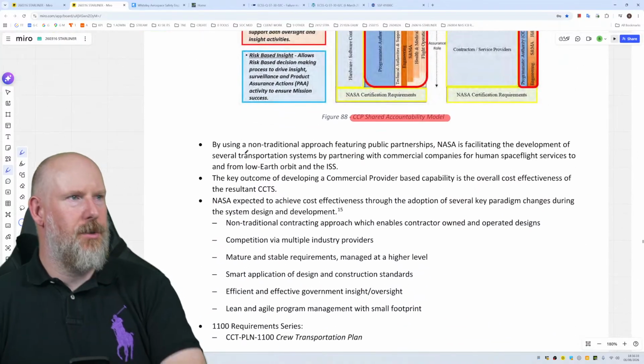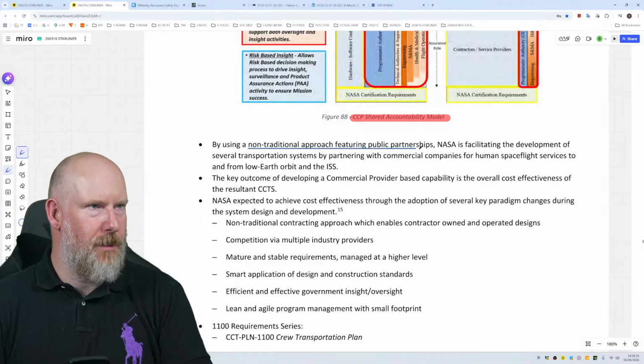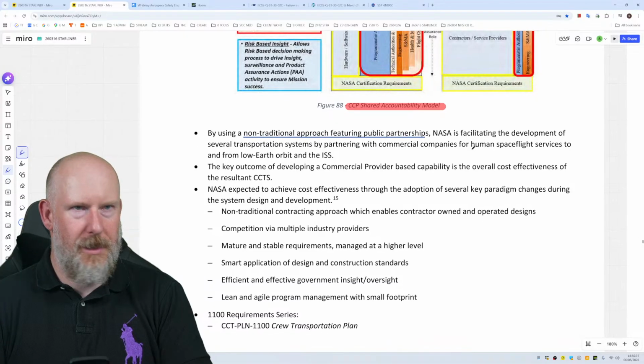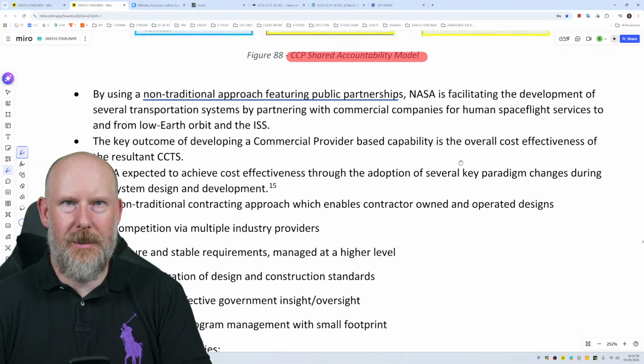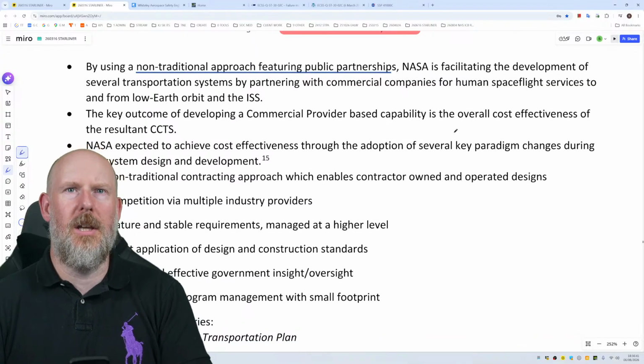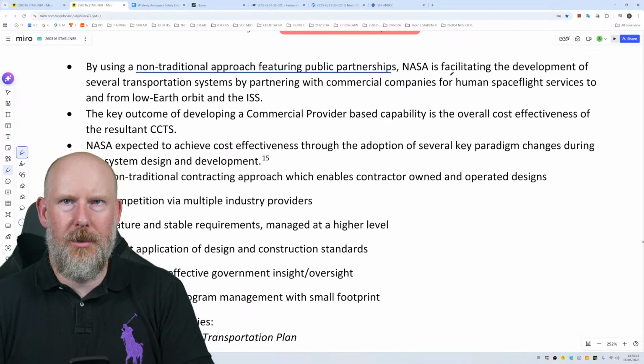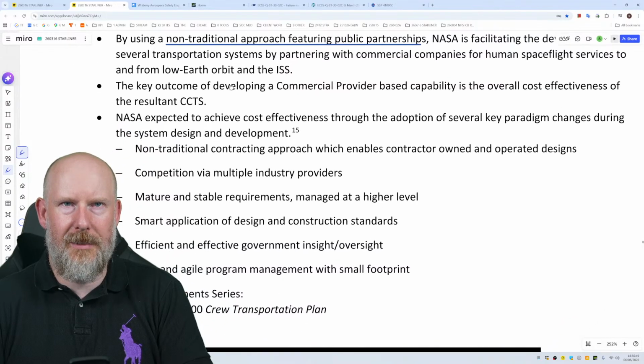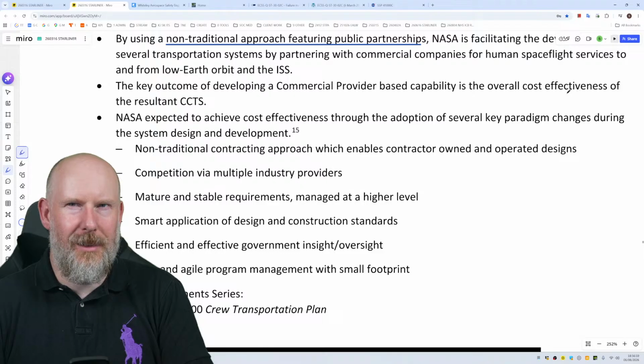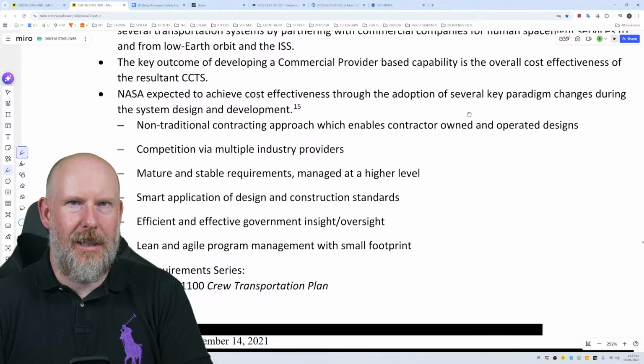By using a non-traditional approach featuring public partnerships, NASA is facilitating the development of several transportation systems by partnering with commercial companies for human spaceflight services to and from low Earth orbit and the ISS. The key outcome of developing a commercial provider-based capability is the overall cost effectiveness of the resultant CCTS. Is that really the case, though? Is it really going to be cost effective like that?